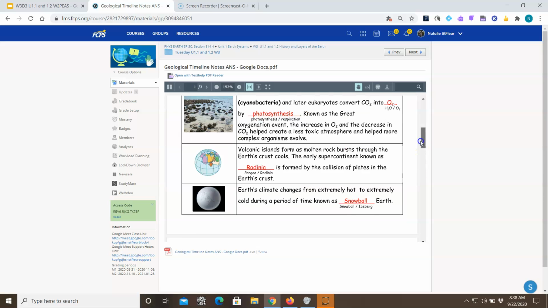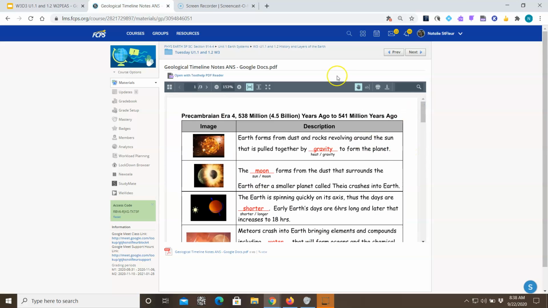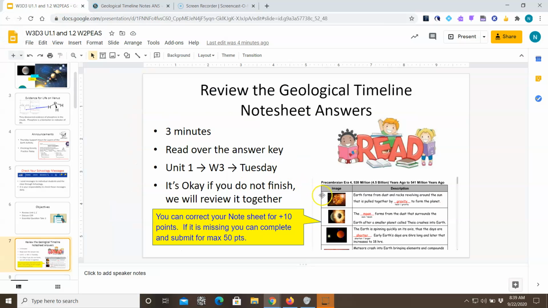Once you finish skimming through the answer key, you can use it to do one of two things. If you submitted your note sheet and you got a score less than 100, by correcting it, you can get an additional 10 points. If you're missing it, then you can complete and resubmit this for a maximum of 50 points.